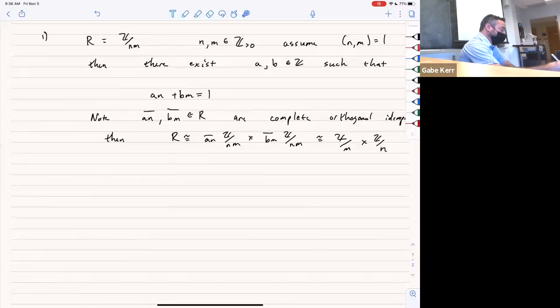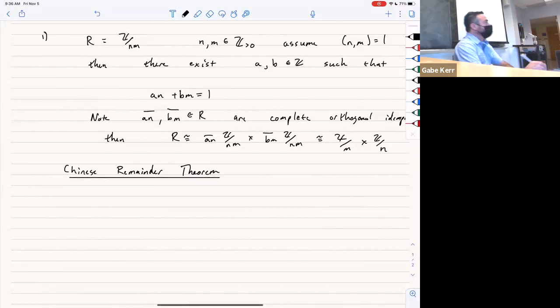This goes under the name of the Chinese remainder theorem, which you can express in several different ways. I'll just give a basic example. I'm doing two idempotents, but you can do a whole system, as many as you want. But I'll just do two.